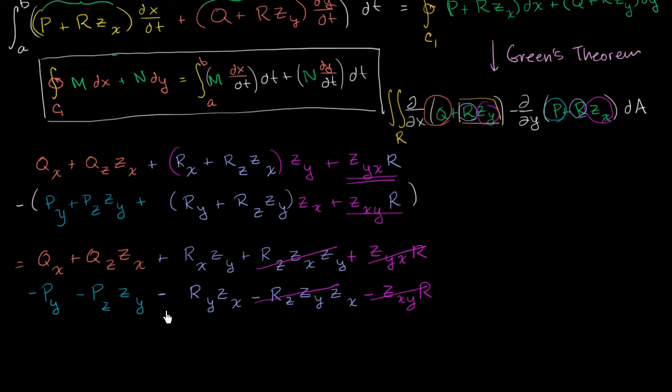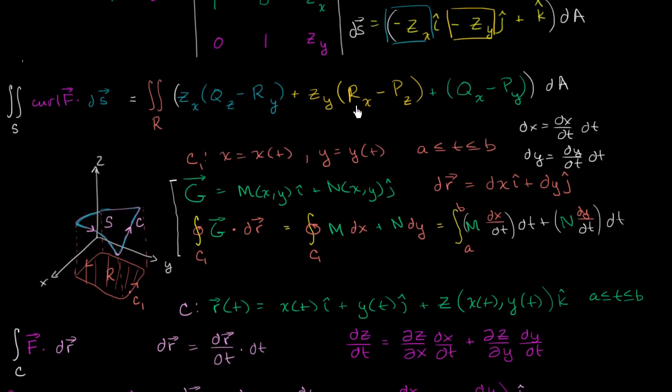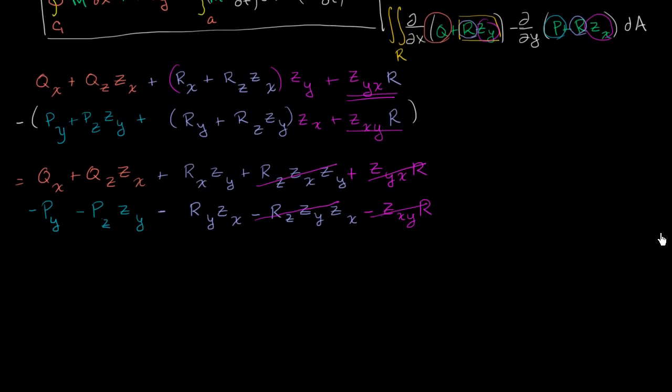And let me group terms in a way that might start to make sense. I'm going to try to make them similar to this. So I have all the terms that have a z sub x, and the z sub y, and then the rest of them. So z sub x I'll do in blue. You have this term right over here, and this term right over here. And we can factor out the z sub x, and we get the partial of z with respect to x times the partial of q with respect to z minus the partial of r with respect to y.